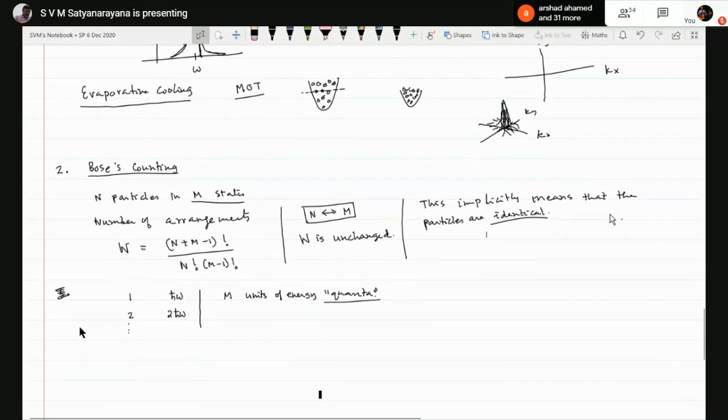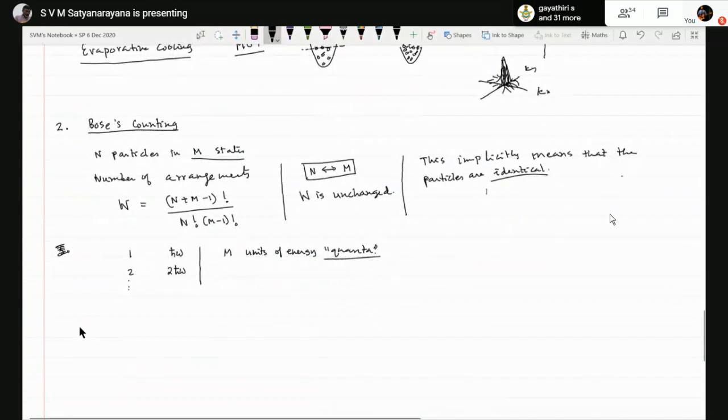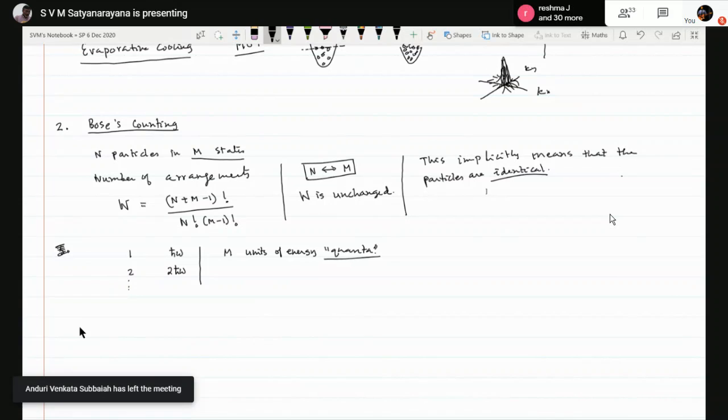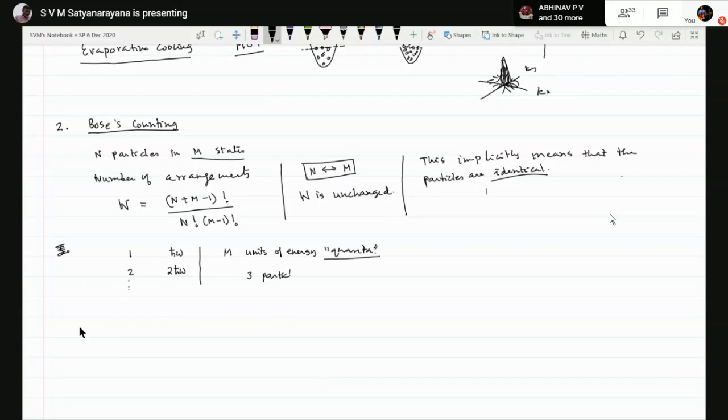So essentially, what do we mean by this kind of accounting is that I have m units of energy and I have to distribute among n particles. So I was trying to use this trick. Let us take a simple example: let's say I have three particles, and let's say I have 4 quanta.